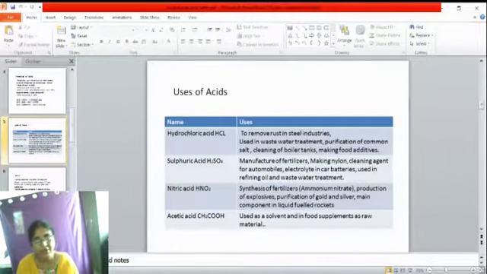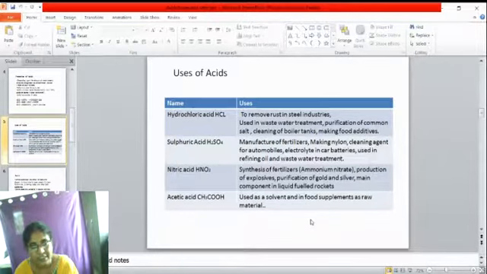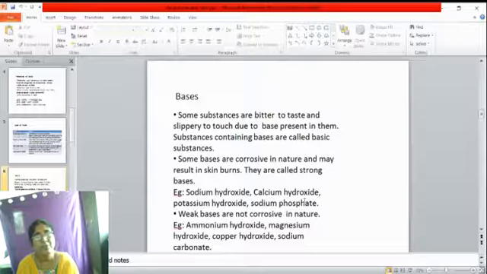Then coming to the weak acid, acetic acid. Acetic acid is used as a solvent, which is capable of dissolving some materials, and in food supplements as a raw material. So these are some of the properties of acids as well as its uses.